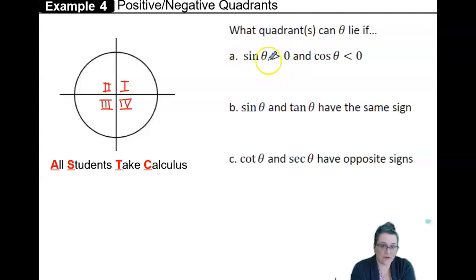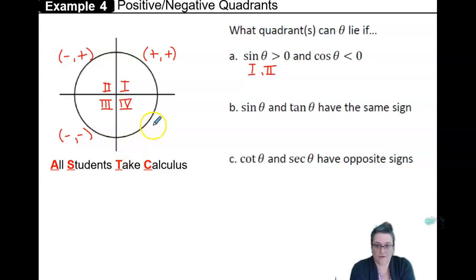So for that ratio for sine to be positive, the y value would also have to be positive. So we're looking for quadrants that have a positive y value. In quadrant 1, both x and y are positive. So quadrant 1 would be a place where sine would have to be positive. In quadrant 2, the x is negative, the y is positive, so quadrant 2 would be a place where sine has to be positive. In quadrant 3, both x and y are negative, so quadrant 3 has a negative sine.